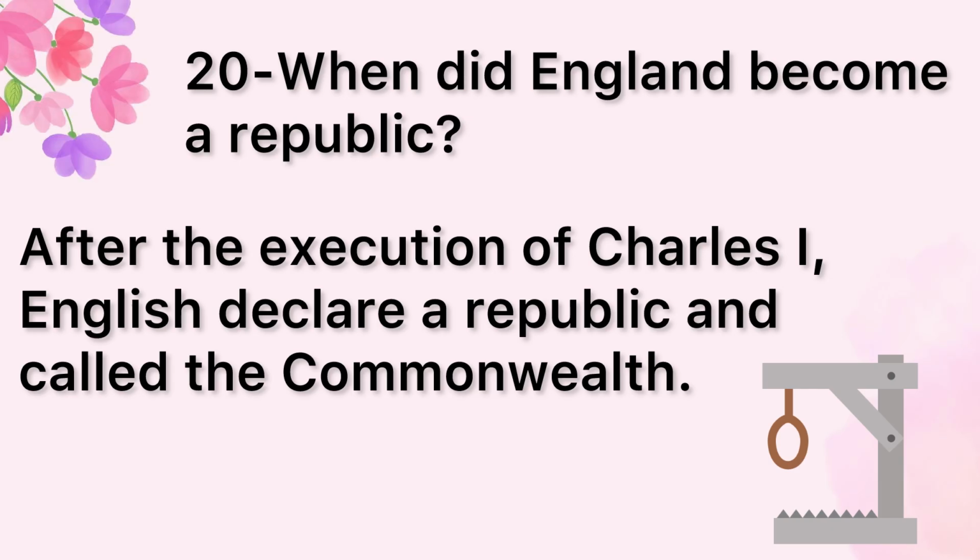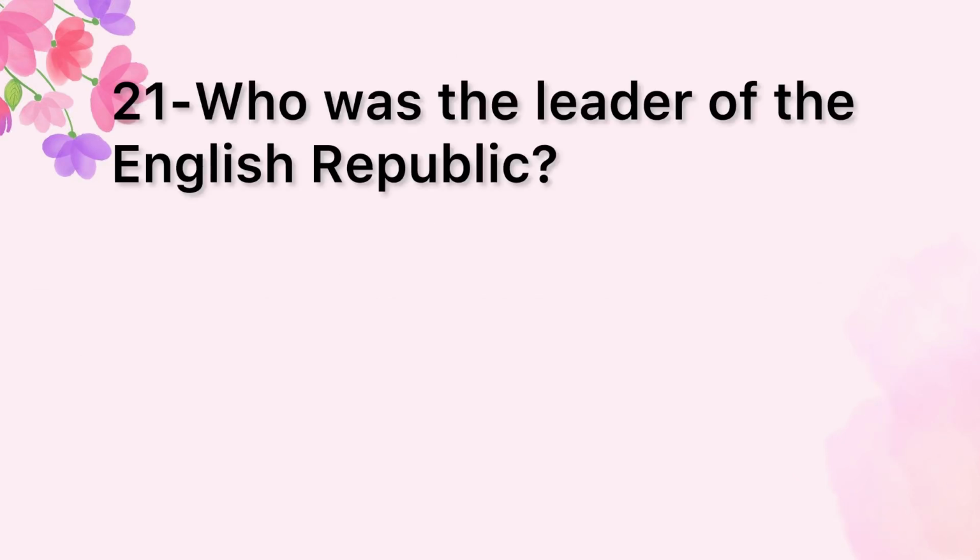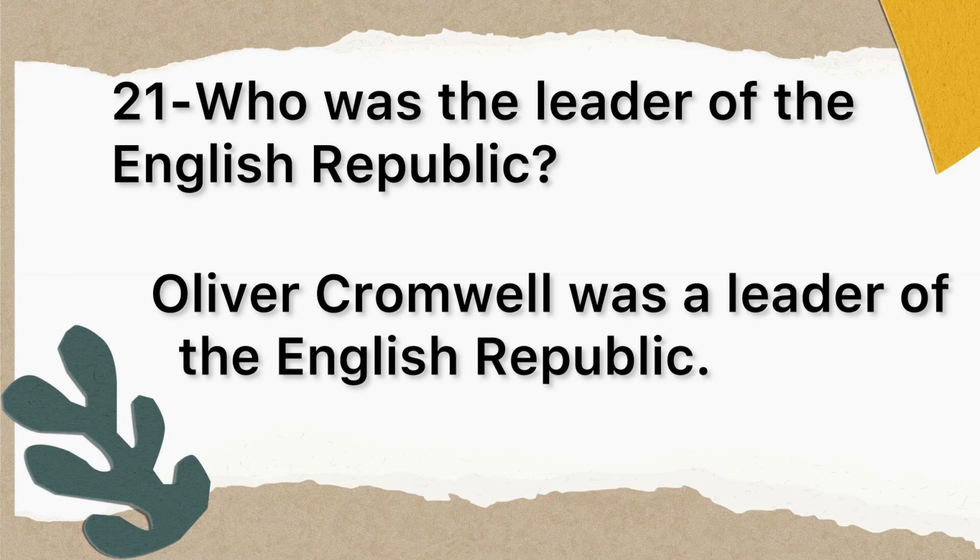When did England become a republic? After the execution of Charles I, England declared a republic called the Commonwealth. Who was the leader of the English Republic? Oliver Cromwell was the leader of the English Republic.